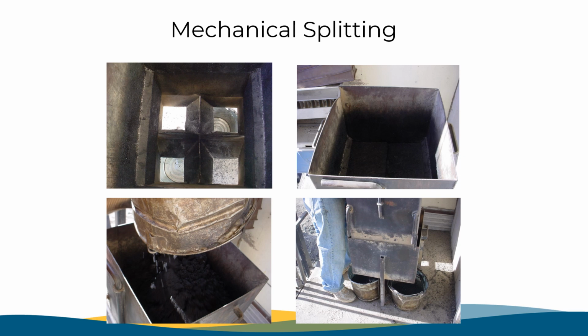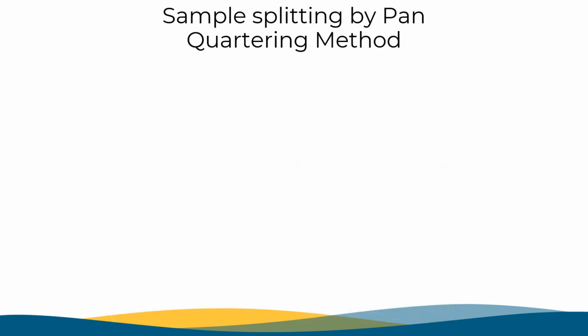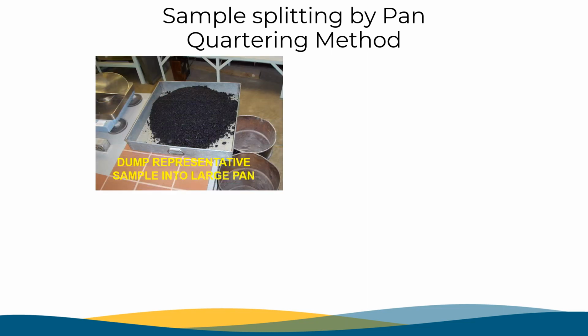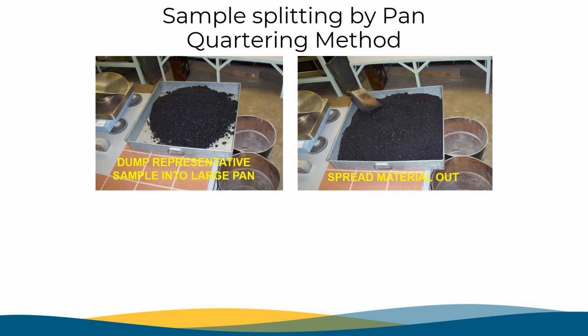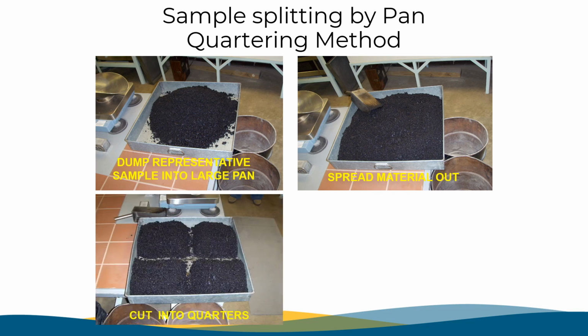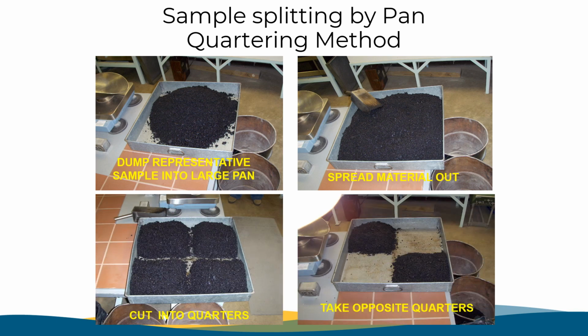Here are more views of the mechanical quarter splitter and how it is used. Notice the 4-way split and the buckets used to catch the asphalt. After the sample is split, the buckets on opposing sides are combined to make 2 samples. Here is how to split a sample by the pan quartering method. First, dump the entire sample into a large pan. Then spread the material out evenly in the pan. Cut the sample into quarters. Then take opposite quarters for each sample.